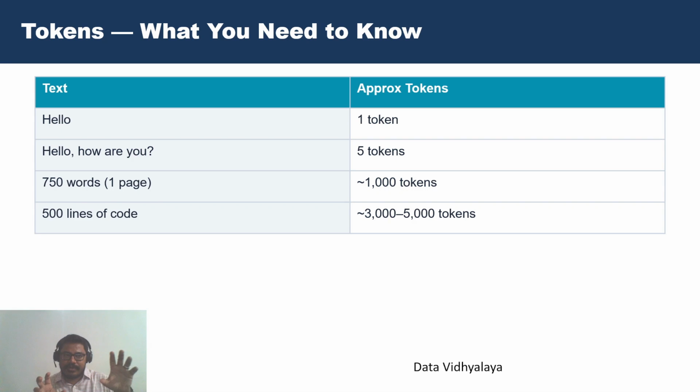And if you have 750 words in a page, with the spaces and punctuation marks and any numerical ones, and you split that, on average it will be around 1000 tokens approximately. The same way, 500 lines of code, with spaces, everything, and the next line characters, will be around 3000 to 5000 tokens. Okay. So that's not the exact number of tokens, it's an approximate number of tokens.